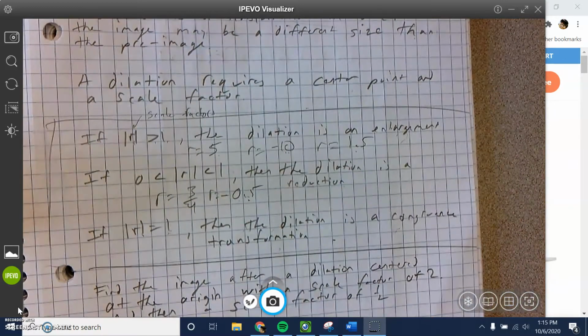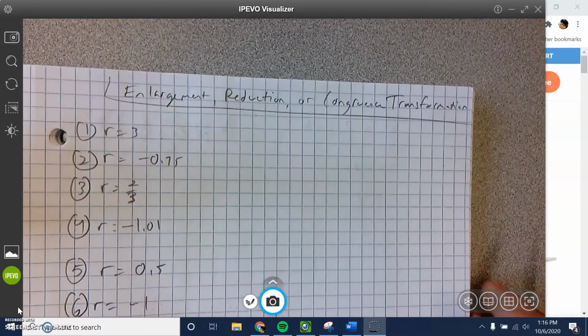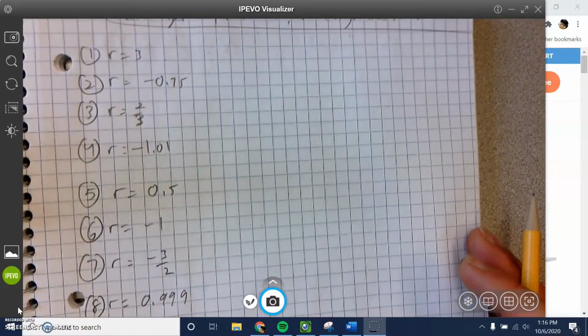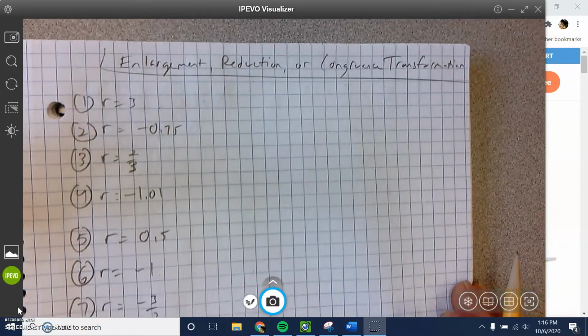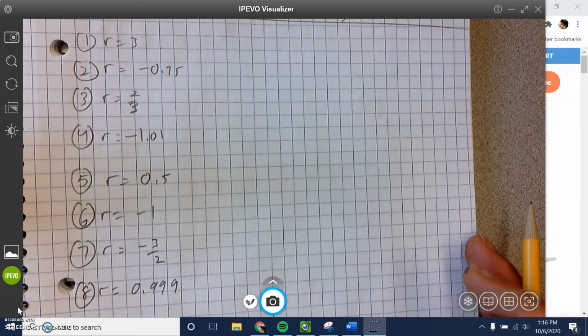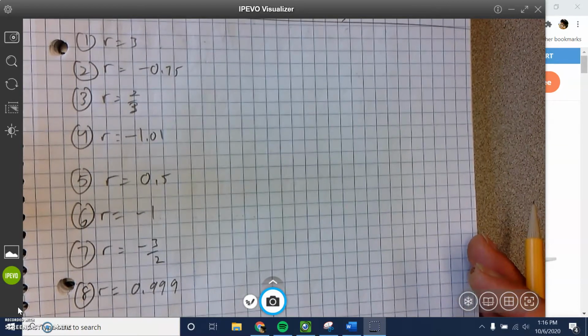Okay, let's see if we can do it. Enlargement, reduction, or congruence transformation. Here you go. So here are 8 different scale factors. We're going to figure out whether the shape is going to get bigger, get smaller, or stay the same. So copy these down.